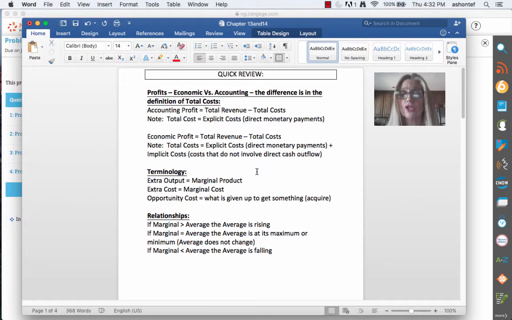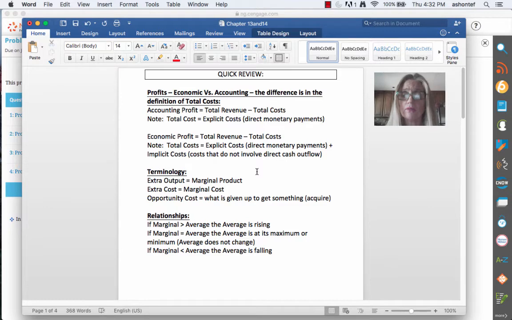Couple other little terminology that you'll see in this part of the homework. When they say extra output, that's going to mean our marginal product. Remember, that's your extra output. When you see extra cost, that's referring to marginal cost. And opportunity cost, the way they word it is what is given up to get something, or they use the word acquire. So opportunity cost is something that's given up to get something or to acquire something.